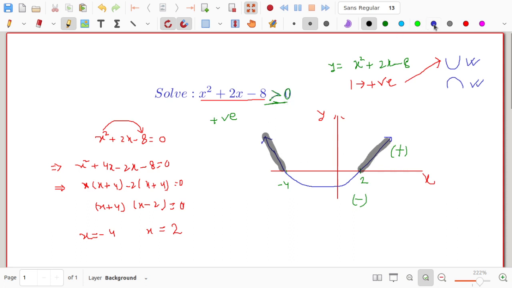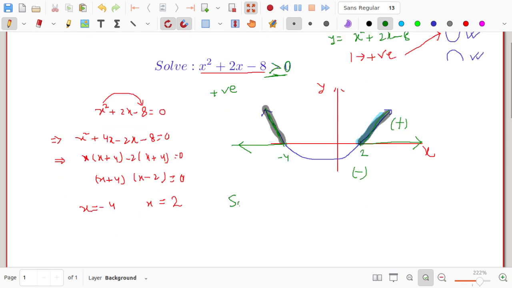Now we have to find the set of values of x that satisfy this inequality. That means these two upper portions. For this upper portion, the value of x will be from here to the right side. For the other upper portion, the value of x will be from here to the left side. So from here we can write the solution directly. It will be from 2 to the right side, that means x greater than 2, and from minus 4 to the left side, so x less than minus 4.